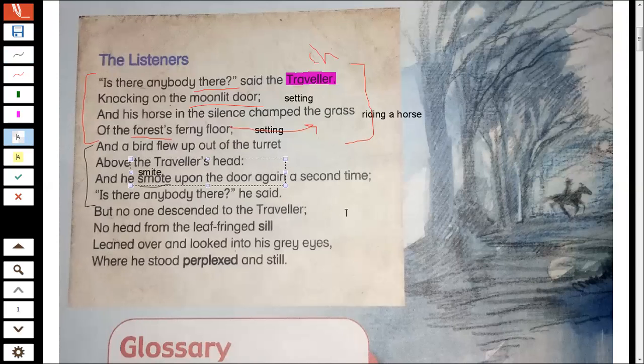Smite means to strike things strongly, to knock things strongly, to hit something strongly. And usually smite or smote is to knock, not to hit, which is you're going to hurt someone. No, smote is to knock on something. And he smote upon the door again a second time. Is there anybody there? He said.